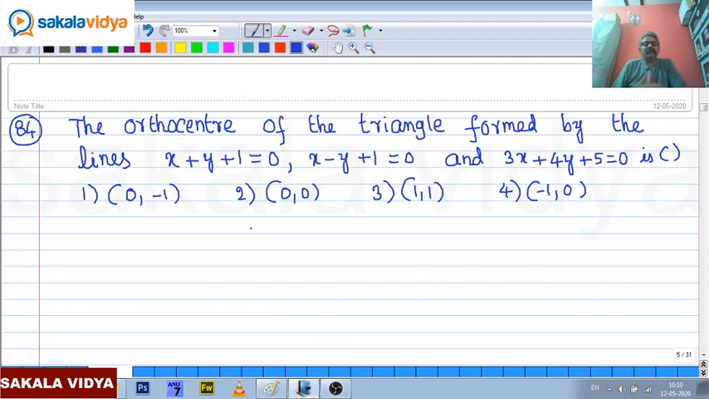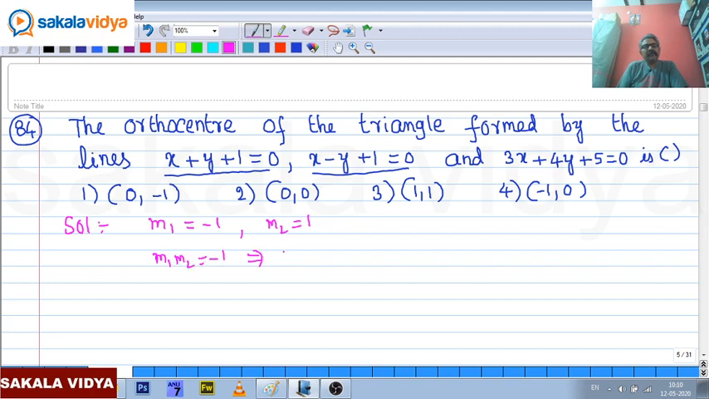Now check these two lines, x plus y plus 1 is equal to 0 and x minus y plus 1 is equal to 0. The slope of this line is m1 equals -1. The slope of this line is m2 equals 1. m1 times m2 is equal to -1. That implies these two lines L1 and L2 are perpendicular, which means you get a right angle triangle.